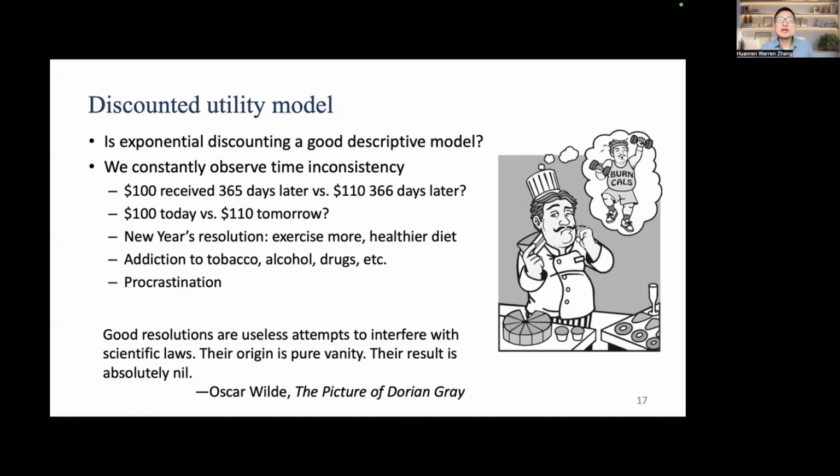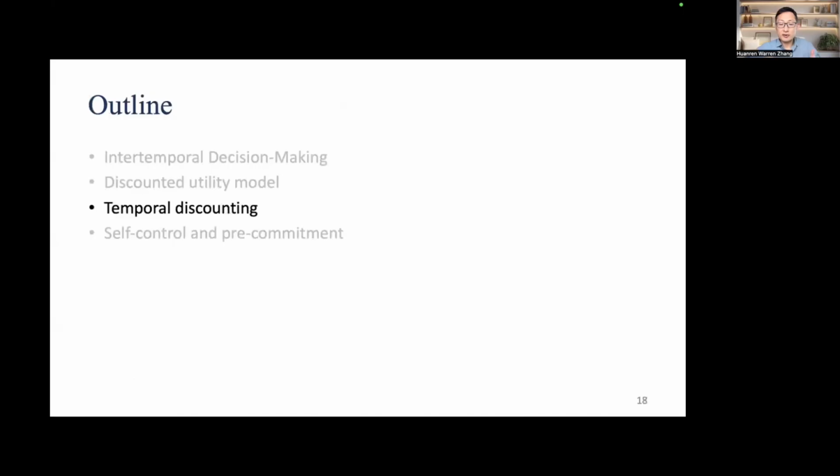So once understood that time inconsistency is prevalent, that is probably saying this discounted utility model is not a good descriptive model. I mean, it's maybe good for prescribing what you are supposed to do, but it's not a good model to describe human behavior, to help us understand human behavior. So that's why we need to introduce some behavioral insight into the model so that we can better understand human behavior and better predict what they are likely to do.